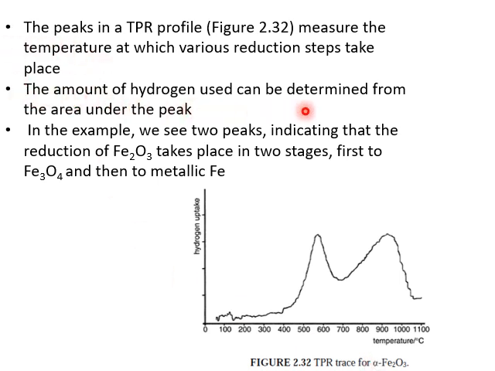The amount of hydrogen used can be determined from the area under the peak. From the area under the first peak, the amount of hydrogen used in this step can be measured, and from the second peak area, the hydrogen used in the second step can be measured. In the example, we see two peaks indicating that the reduction of iron oxide takes place in two stages. First, Fe2O3 is converted into Fe3O4, and then it is further reduced and converted to Fe. So this peak shows the conversion into Fe3O4, and the second peak shows the conversion into metallic iron.